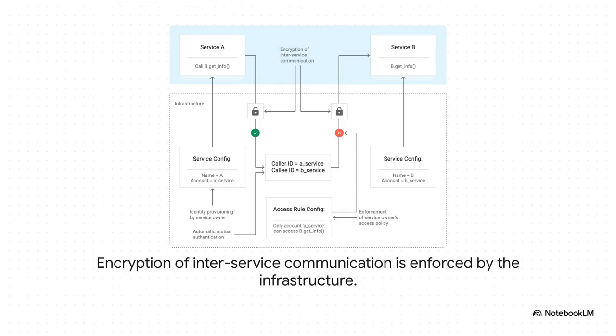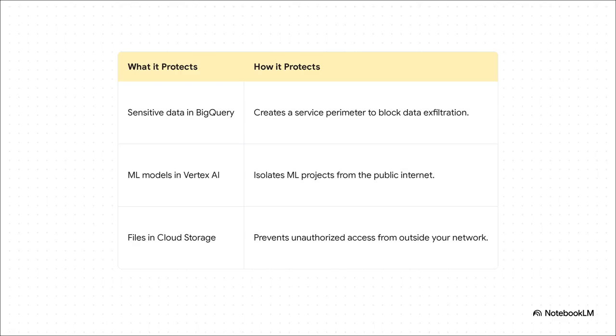See how Service A wants to talk to Service B? Even though they're both inside Google's infrastructure, there's no free pass. The infrastructure itself encrypts the communication and checks the access rules. In this case, the policy says only A service is allowed to access B service, so the call is allowed to go through. That right there is Zero Trust in action, and it's enforced automatically at the very foundation of the cloud. So, what does this actually mean for you?